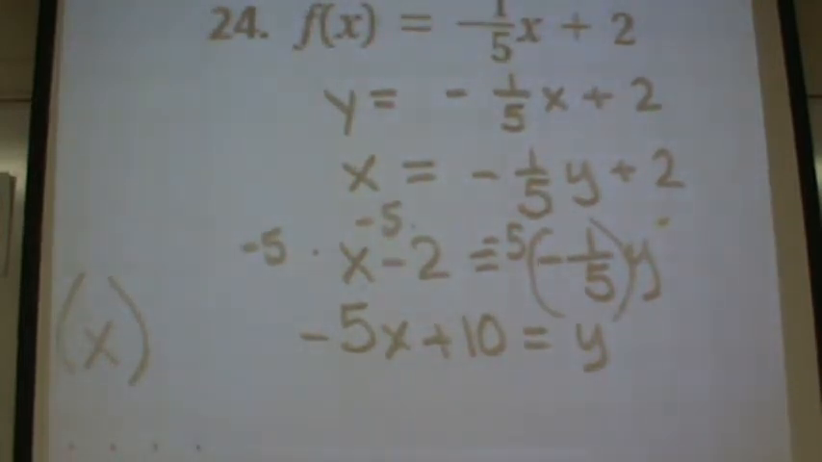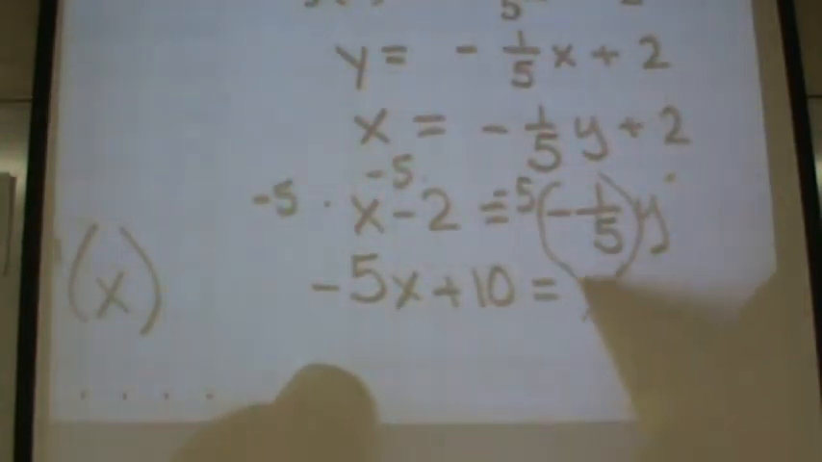Now, is there a better way to write this answer? Equal f negative 1 of x instead of y, right?